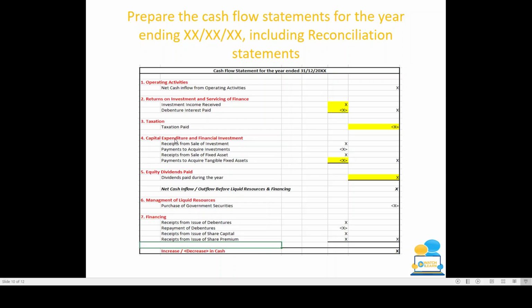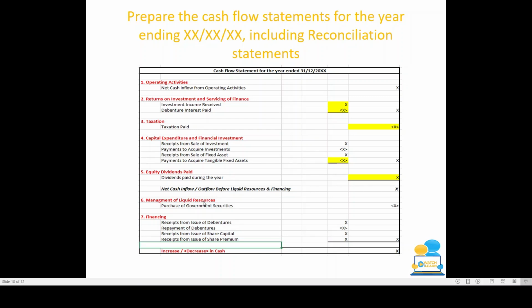Capital expenditure and financial investment is any sales or purchases of investments, or sales and purchases of fixed assets, will go here. And again, if it is a payment, it'll be a minus. If it's a receipt, it'll be a plus. The next one, equity dividends paid, is just dividends paid during the year, and we'll have worked that out in our notes. Then after these 5 headings, we add these up. If it's a plus figure, it'll be a net cash inflow before liquid resources and financing. If it was a negative figure, it'll be an outflow.